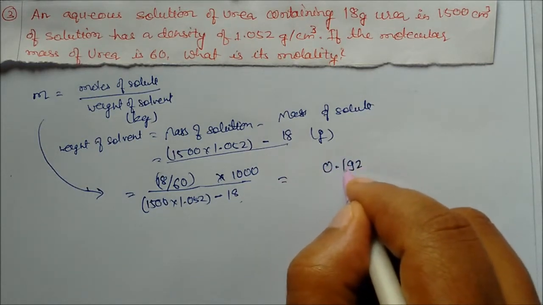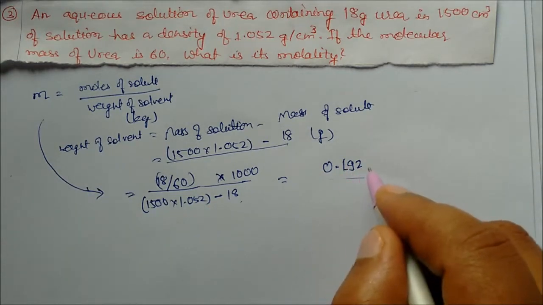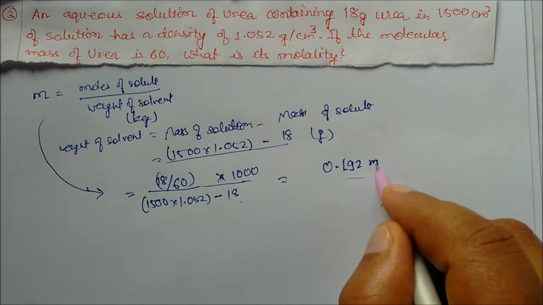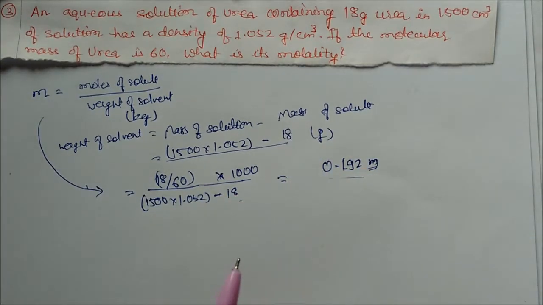0.192. I am not solving this whole problem; you can do it by yourself, and you will get this much result. So this is your molality, and the unit is small m. You can write the unit here also. So next we'll see another problem.